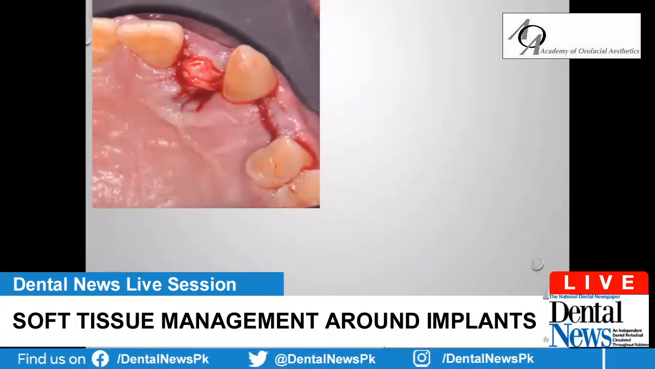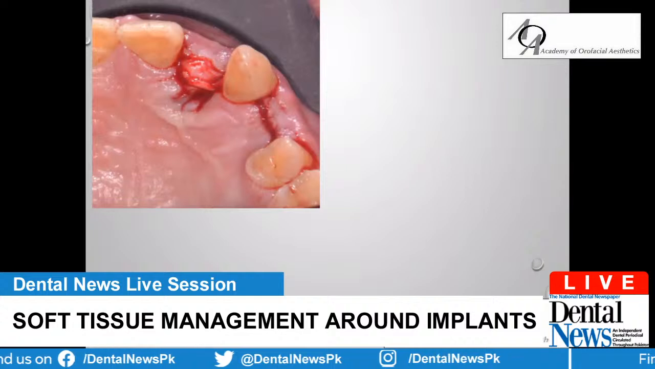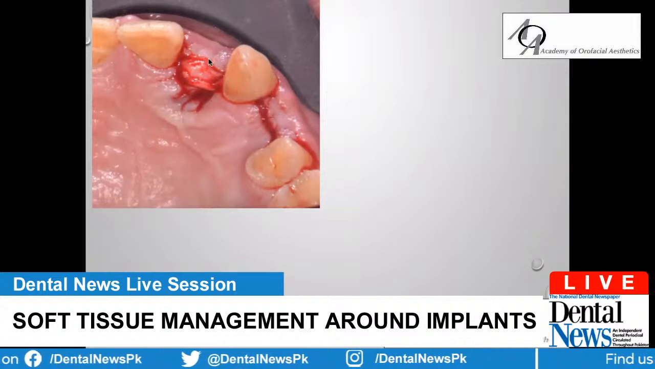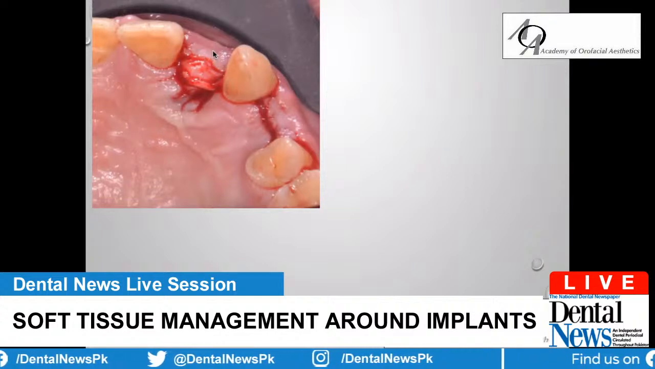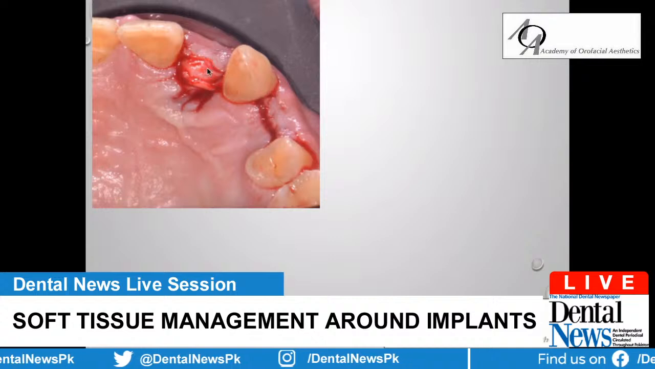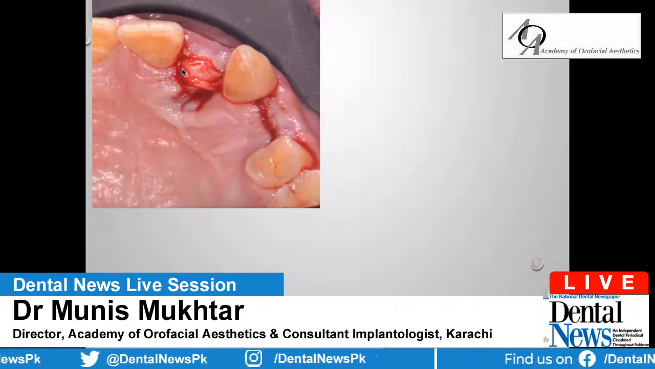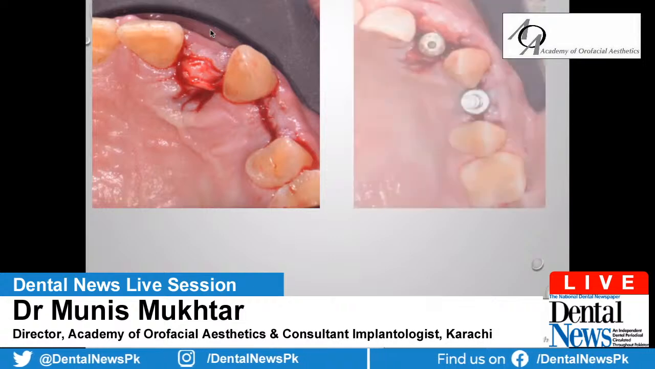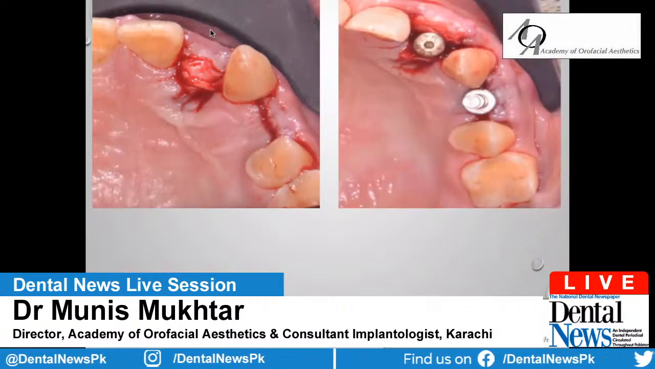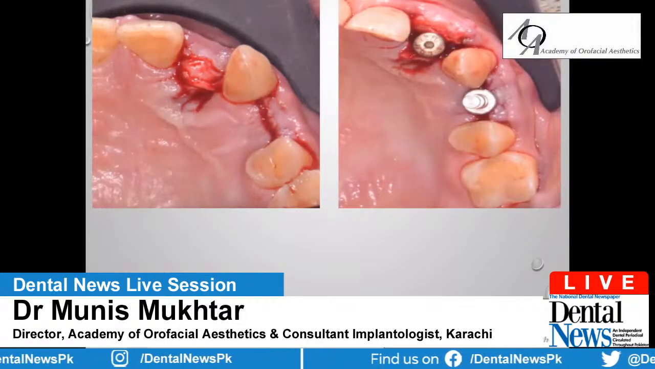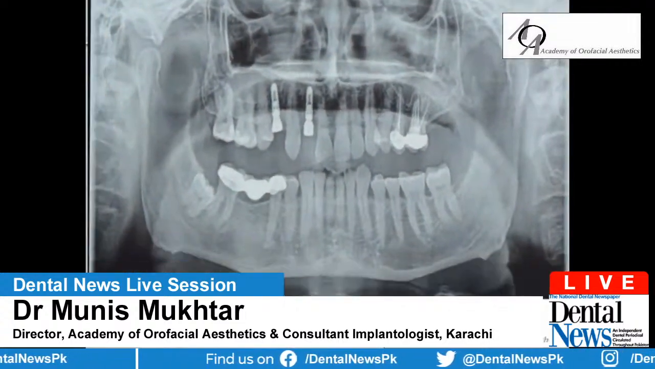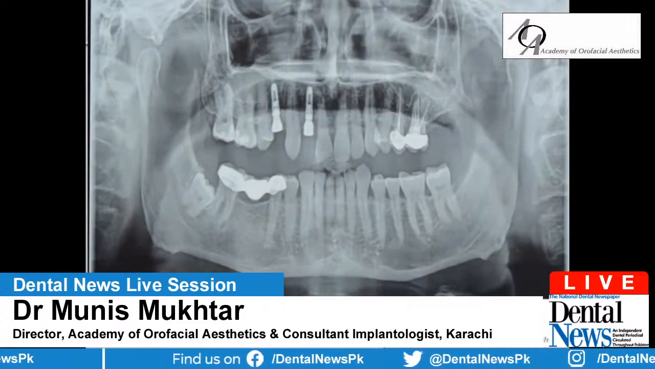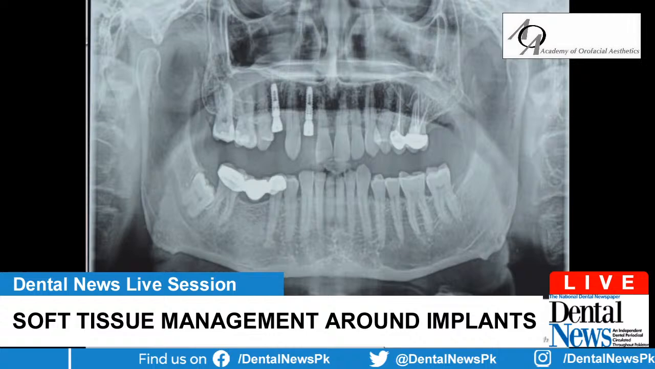This is the second stage, just to add a little bulk, because this is an aesthetic zone. We are not doing any additional surgery. While opening the implant, we just took a connective tissue graft from this area and rolled it there. You can very well see the post-op OPG after the second stage.